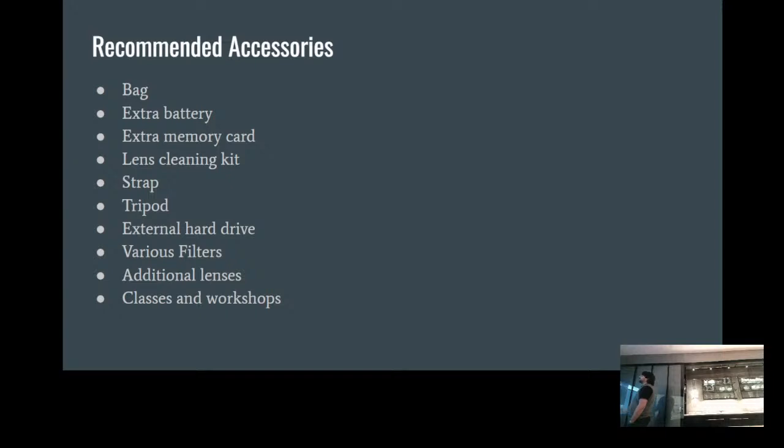Tripods are great, good stabilization. External hard drives are great, great ways to save the photos without having to use cloud-based solutions. Filters for your cameras are fantastic. They go over the lens, they make sure they cut or reduce light. Additional lenses exist out there for a reason. You can buy lenses as you feel that they're needed.